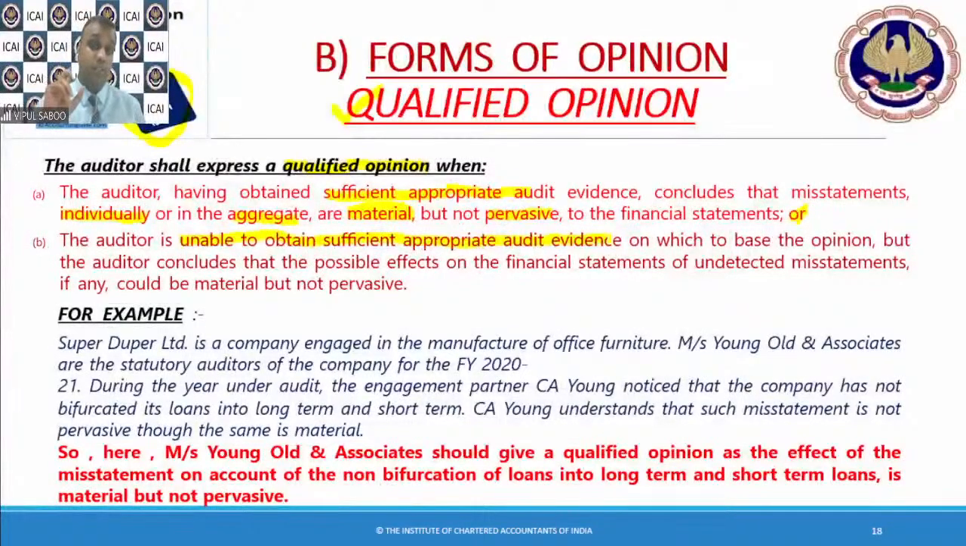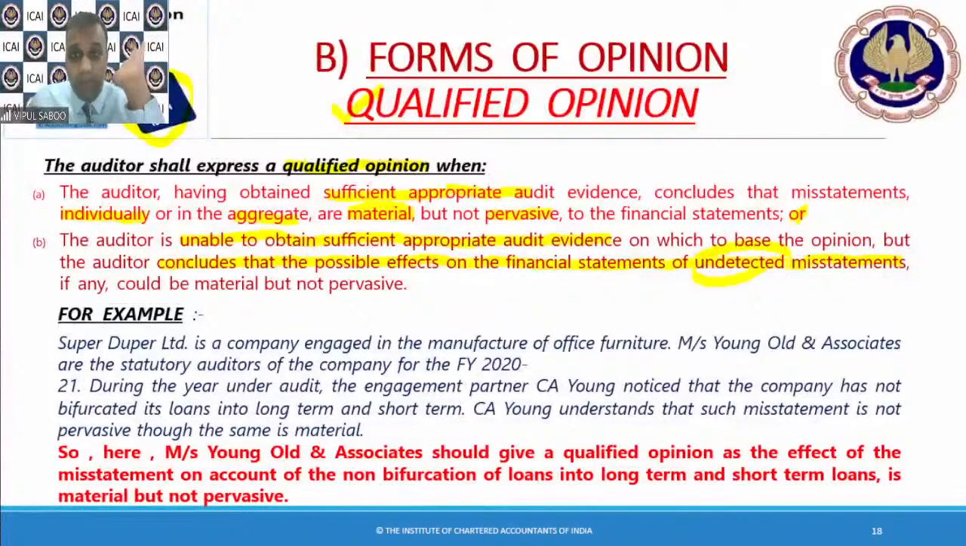But the auditor concludes that the possible effects on the financial statements of undetected misstatements... We are using the term undetected. Why undetected? Because we might not have been able to detect these misstatements in the absence of sufficient appropriate audit evidence. As an auditor, if I have been able to obtain sufficient appropriate audit evidence, and I feel whatever misstatements are there, they are material but not pervasive, that is a qualified opinion.